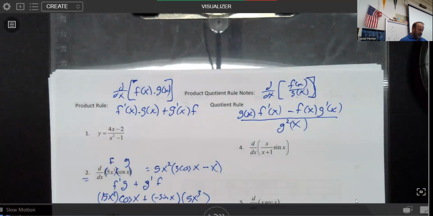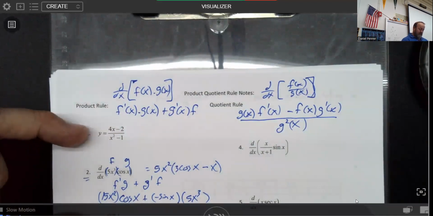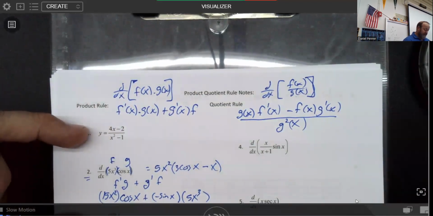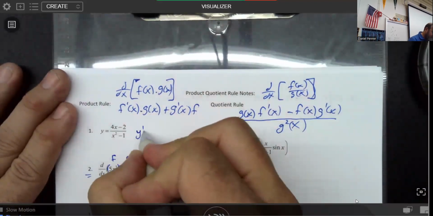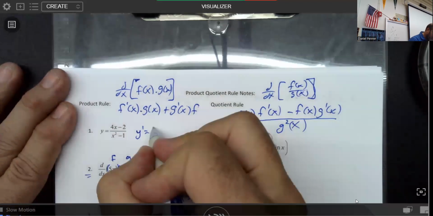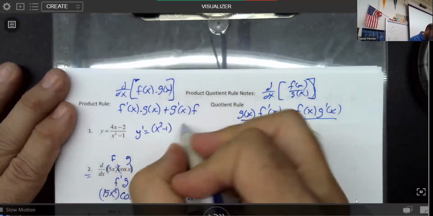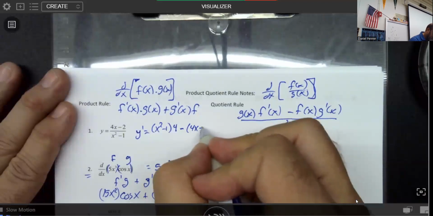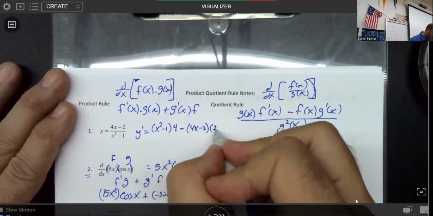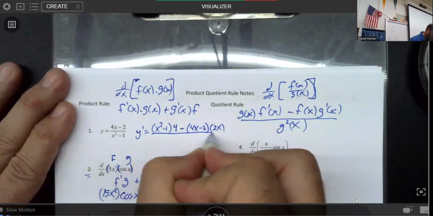So I'll go through 1 and 3, and then we'll get to these harder ones here in a second. But here we go. So y prime, or the derivative of that, here is my low. D high would be 4 minus high d low, which of course is 2x, and then we square what's below.